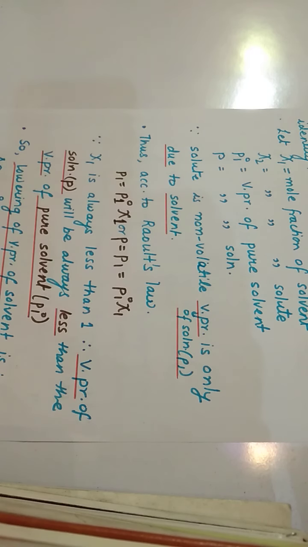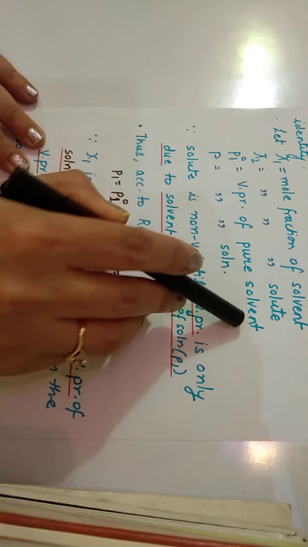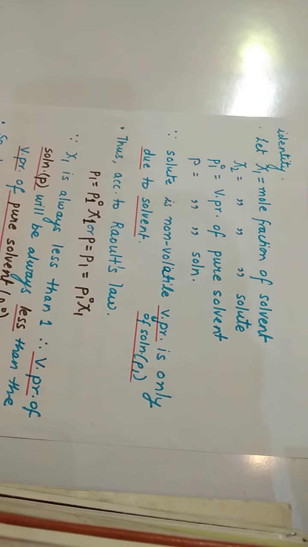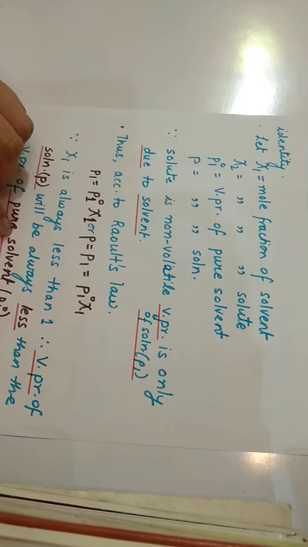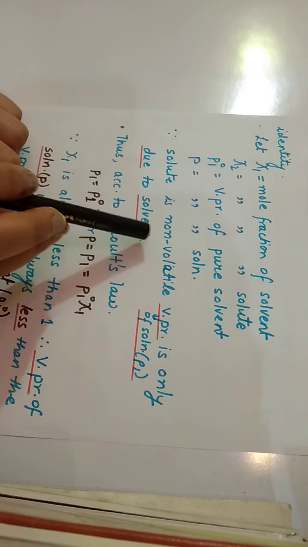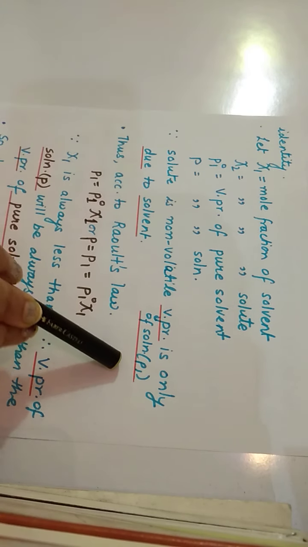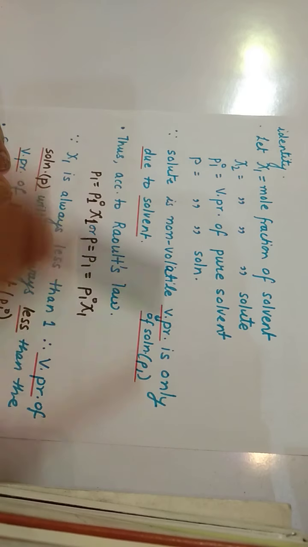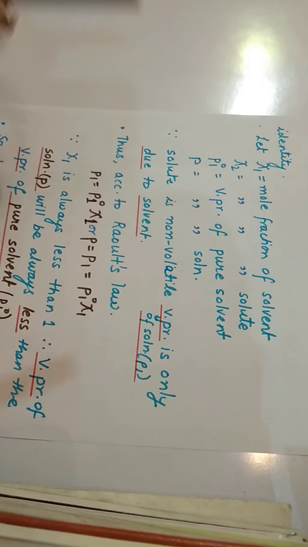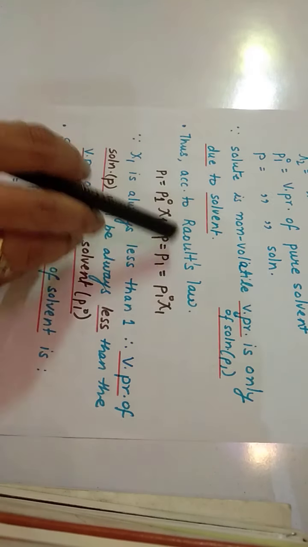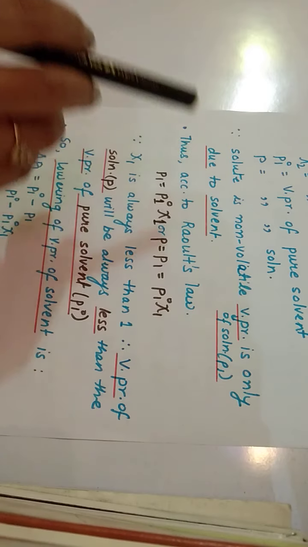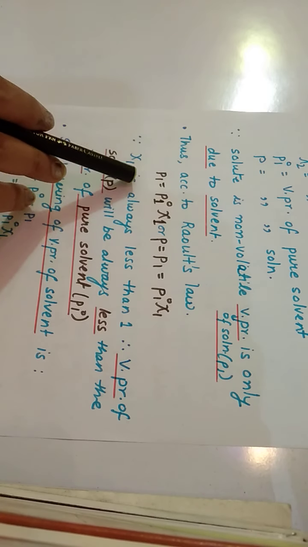So here the vapor pressure of the solution, children, will be because of what? It will be totally due to the solvent, because it is the solvent molecules only which are being vaporized and not the solute particles. So the vapor pressure of solution, if I denote it with P1, is totally due to the solvent and not due to the solute.